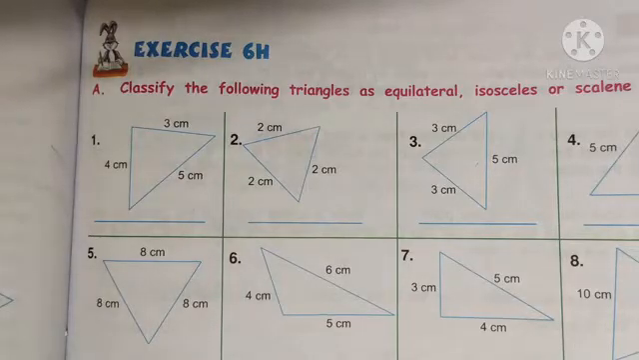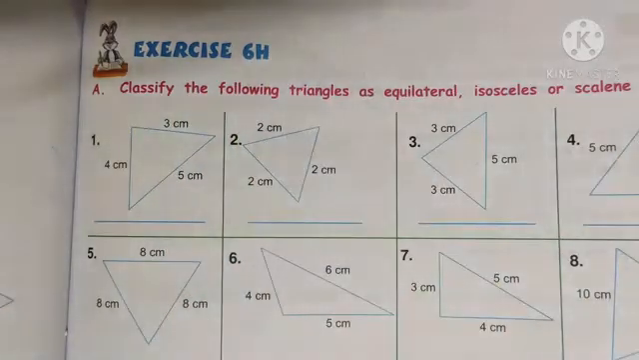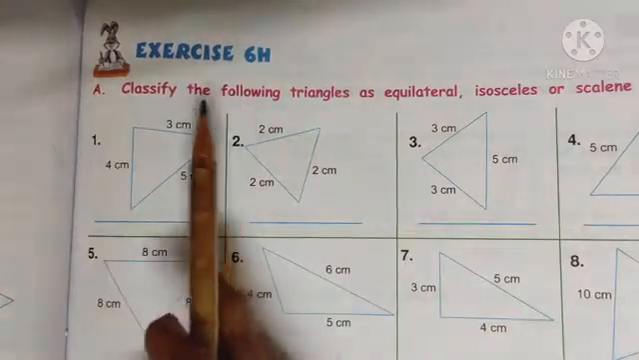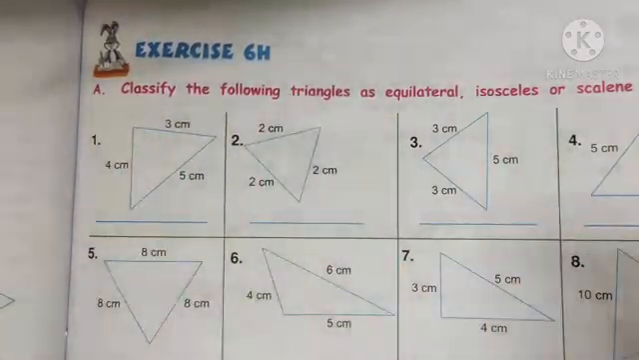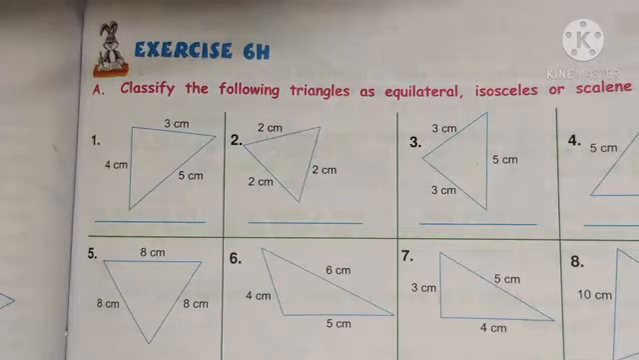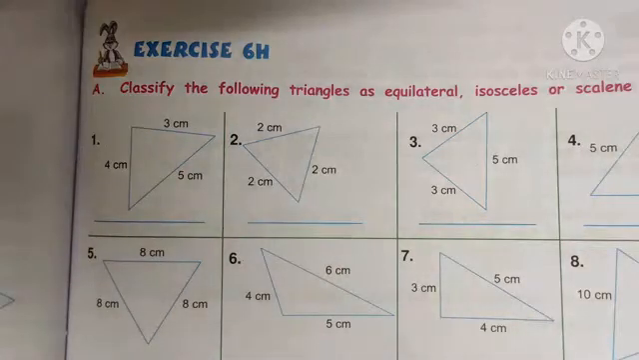Today, let's start exercise 6H. In the previous class, we completed up to exercise 6G. In today's class, we are going to start exercise 6H. In this exercise, we will learn about the equilateral triangle, isosceles triangle and scalene triangle.